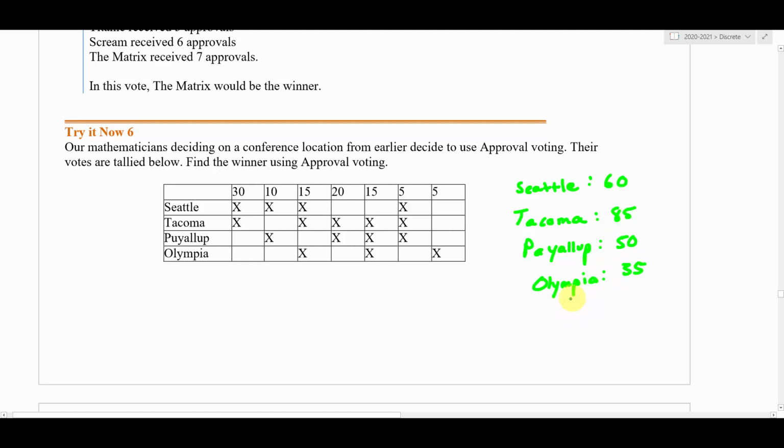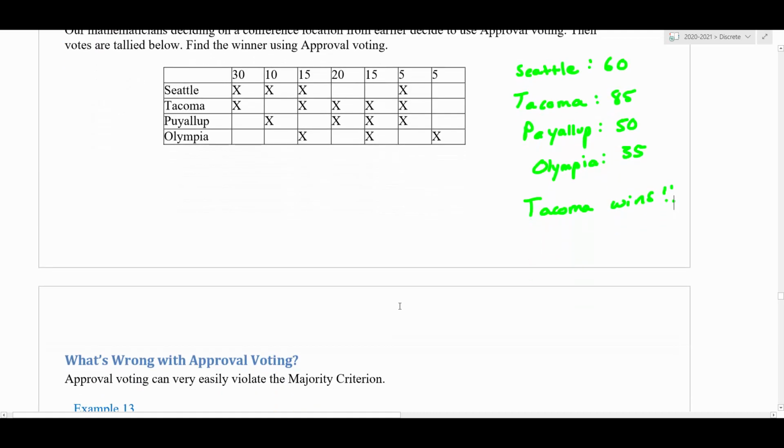So it looks like Tacoma is the winner. Okay, Tacoma wins. So they would have their conference in Tacoma. That's how approval voting works. Now, with any voting system that we've discussed so far, it's always worth it to take a minute and decide, well, what could go wrong with approval voting.